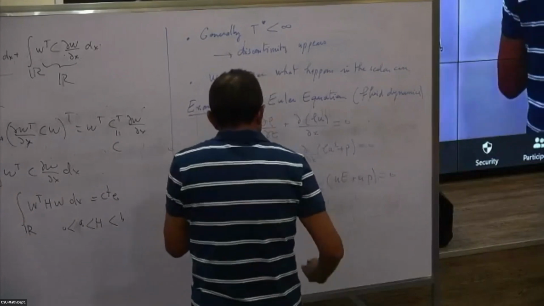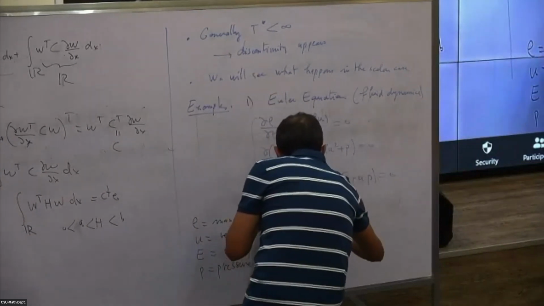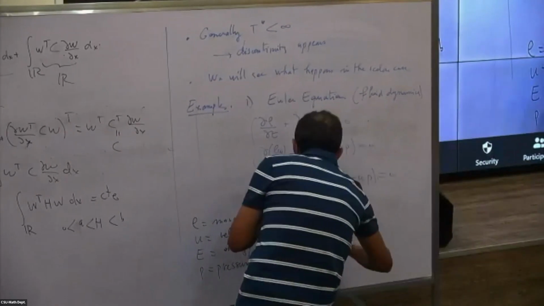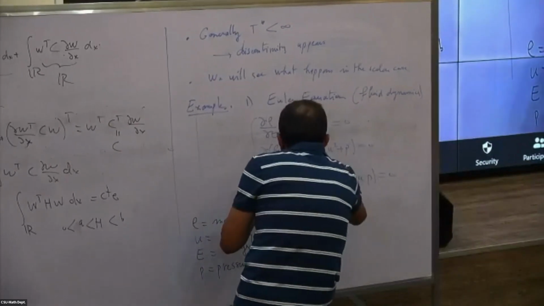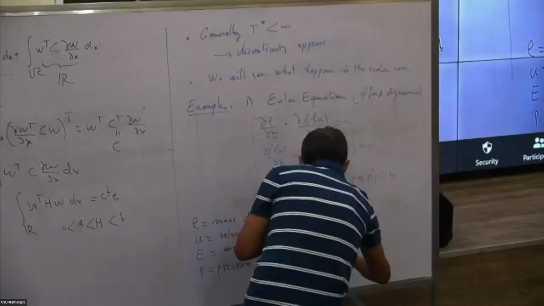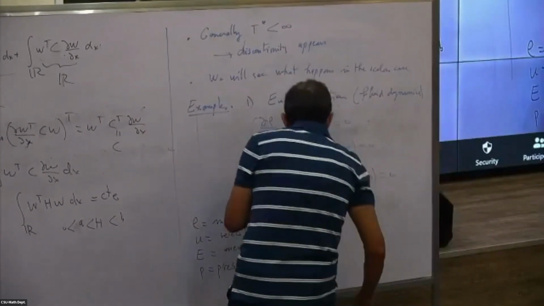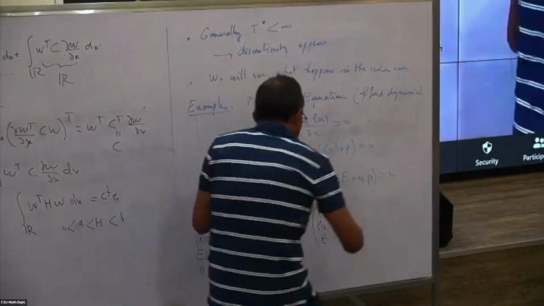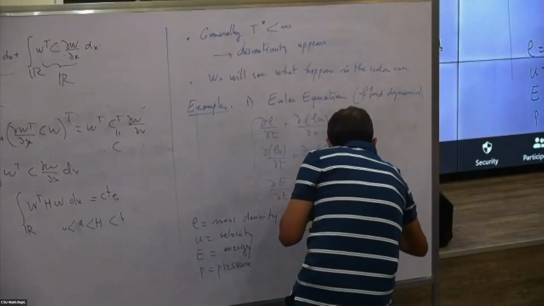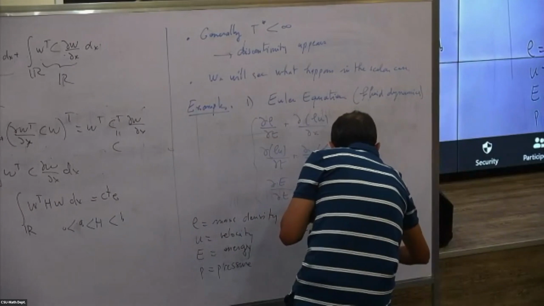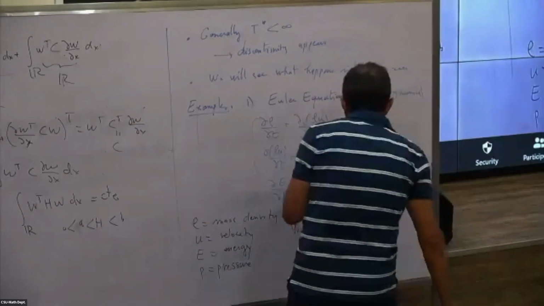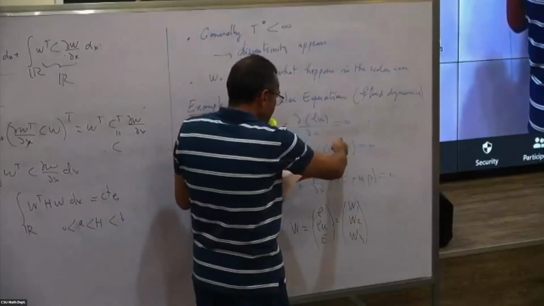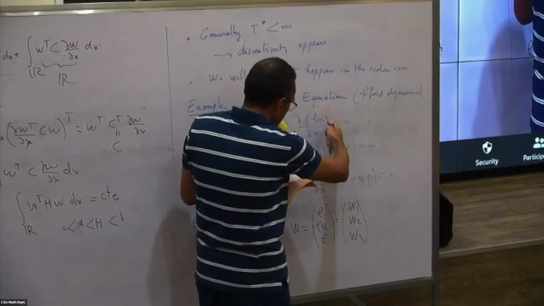So here W is the variable rho, u, sorry, this is u, and E. Okay, this is W1, W2, W3. And if you see this part, this is the flux. So the flux is this part.